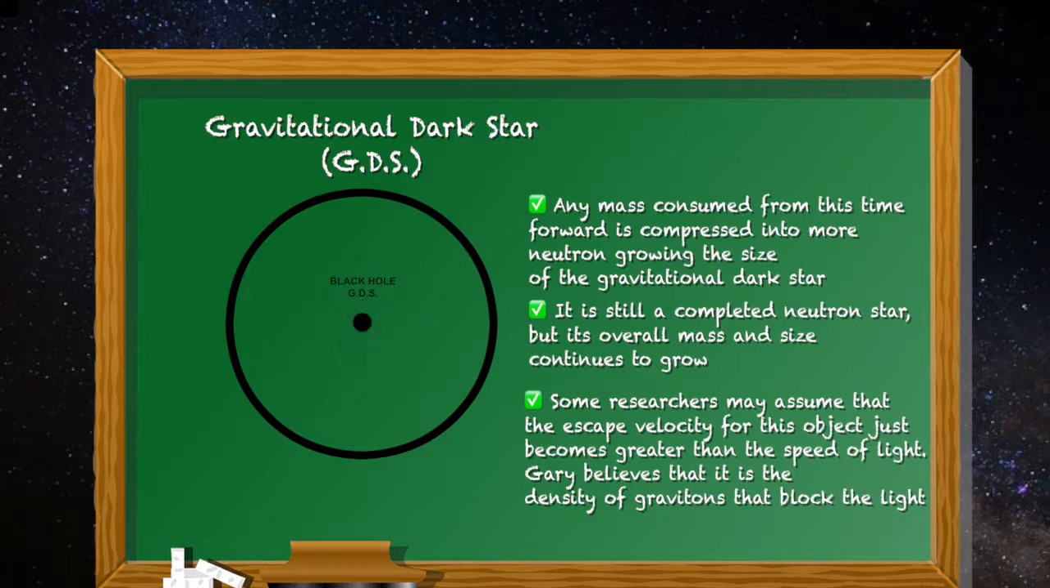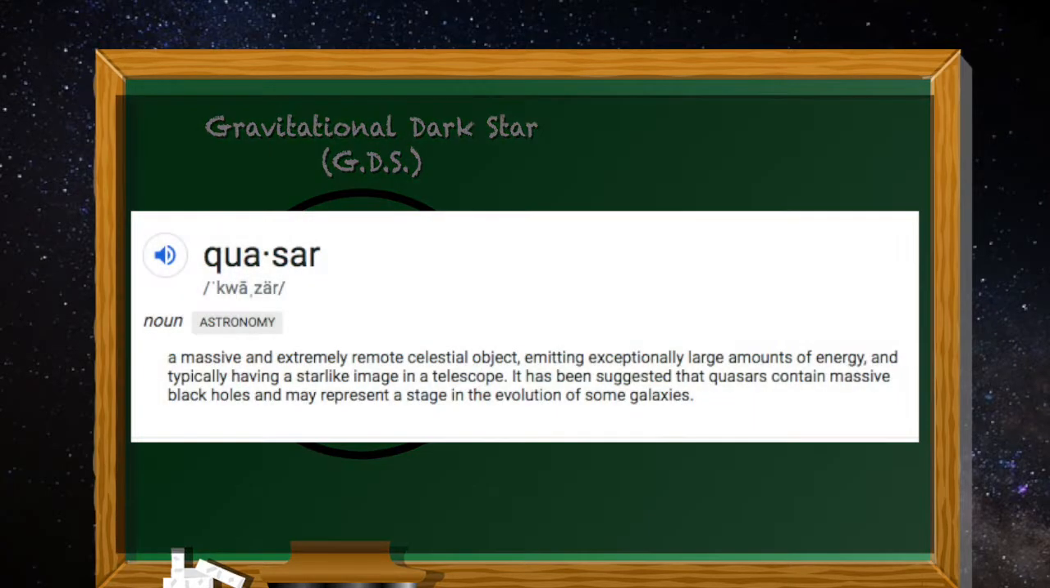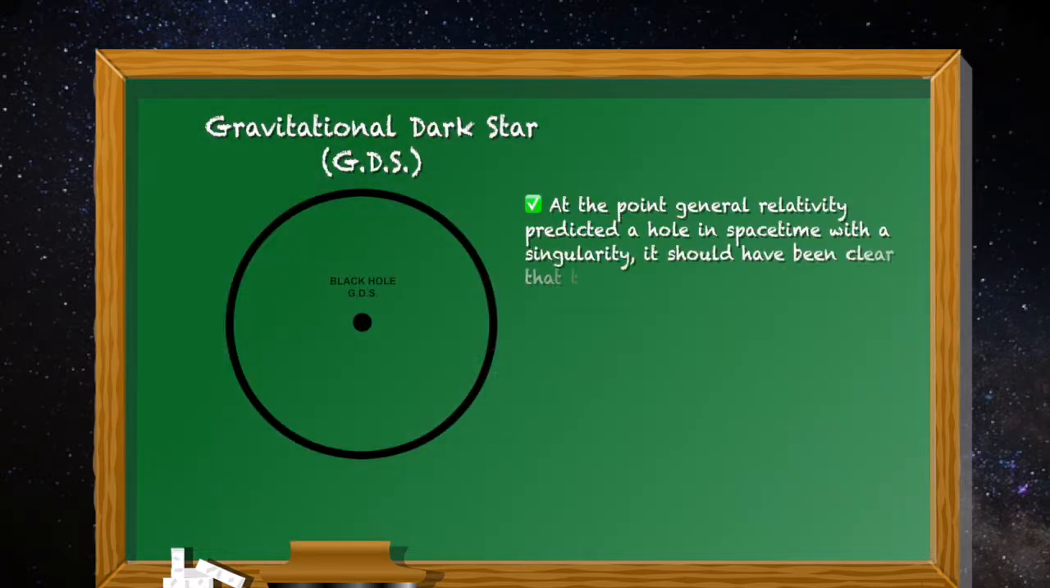If there is a large amount of mass entering the neutron star and being converted to neutrons, the energy released escapes along the magnetic lines and creates a quasar. None of that mass is lost into a black hole because there is no hole in space. At the point general relativity predicted a hole in space-time with a singularity, it should have been clear that the equation has been taken beyond its abilities.